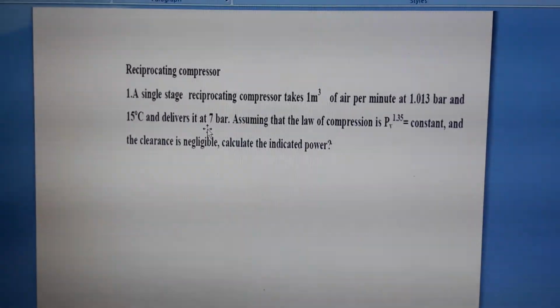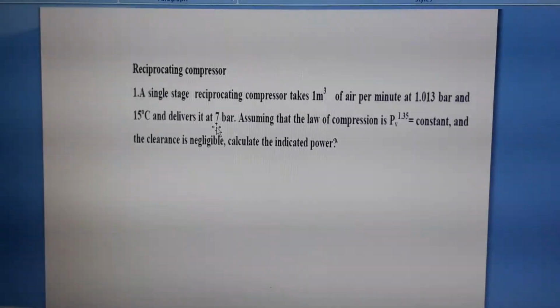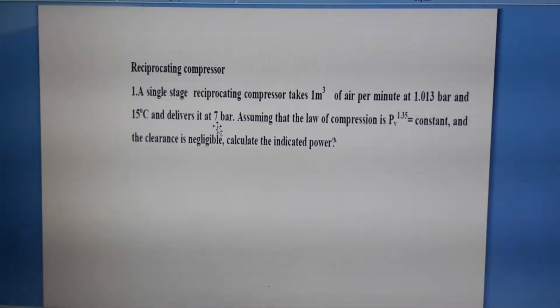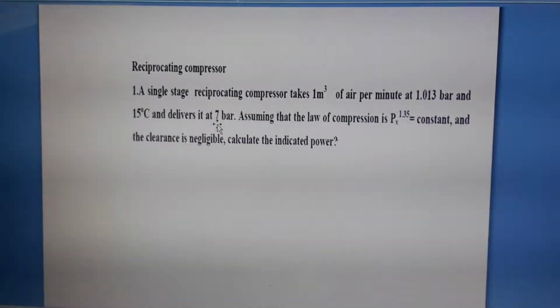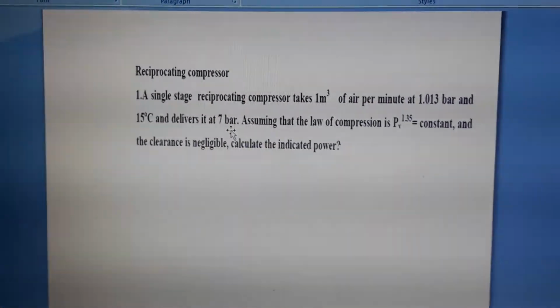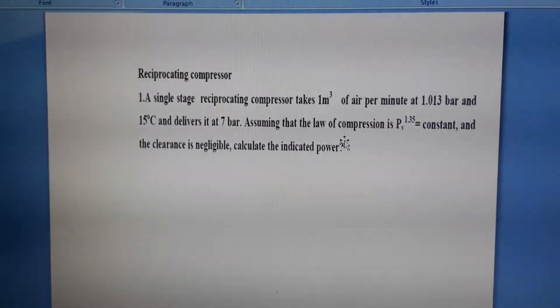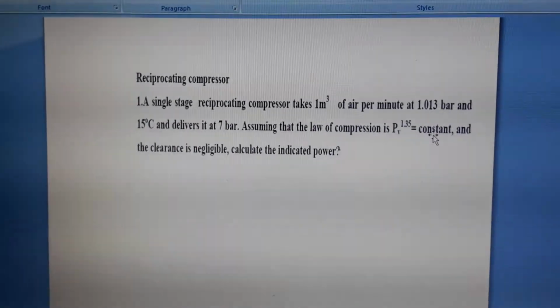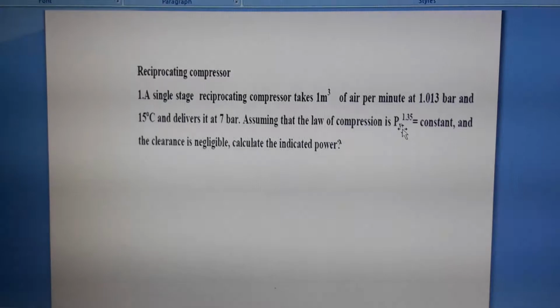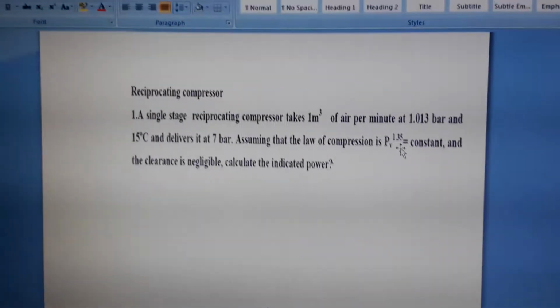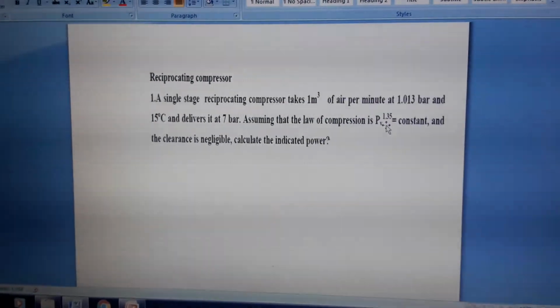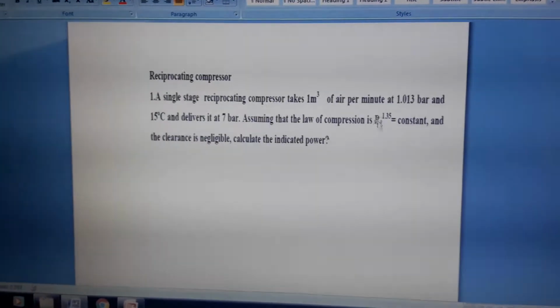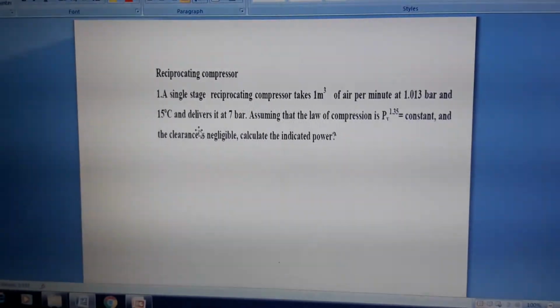Then this is the discharge pressure, that is P2, 7 bar. Again we have to convert this 7 bar into Pascal. So pressure P2 is 7 into 10 raised to 5 Pascal. Again this is the law of compression, PV raised to 1.35 is equal to constant. So we have to compare with this, PV raised to n is equal to constant. So the value of small n is 1.35, and here we have to neglect the clearance volume.